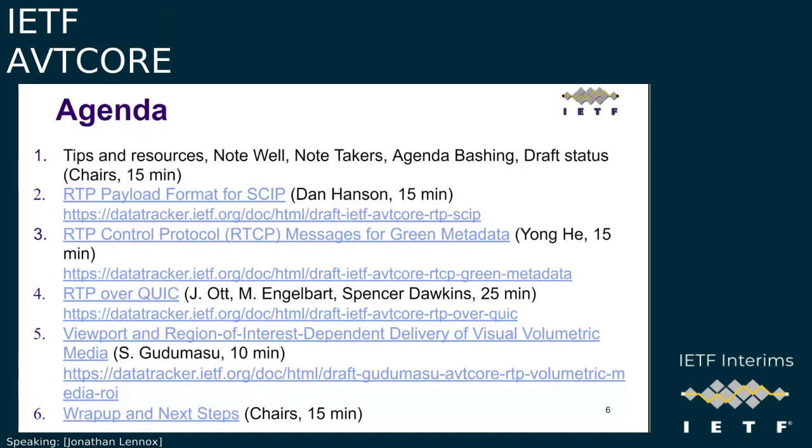Here's our agenda. We're starting with the RTP payload format for SKIP, which is in IESG review, then green metadata, RTP over QUIC, and viewport and region of interest. And then wrap up with next steps and any other business if anybody has anything else. If anybody has any comments on the agenda, do that now. Otherwise, we will move forward.